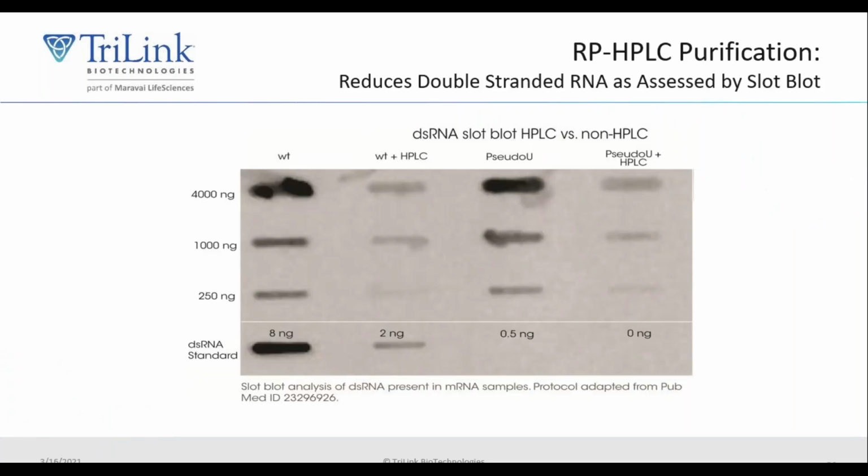This is a slot blot readout. We've discussed that dsRNA can trigger immune responses. So slot blot is one of the main readouts that we use at TriLink for dsRNA detection. On this, the darker dsRNA standards are matched against samples to determine the qualitative amount of dsRNA concentration. The darker samples are showing higher levels of dsRNA, and you can see that reverse phase HPLC does indeed aid in the removal of dsRNA.